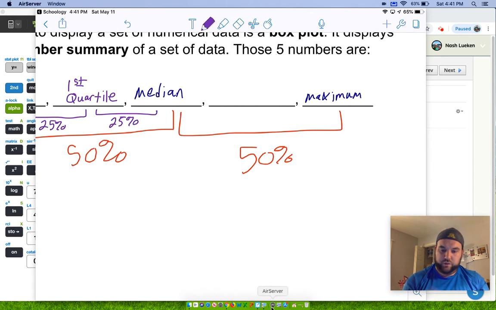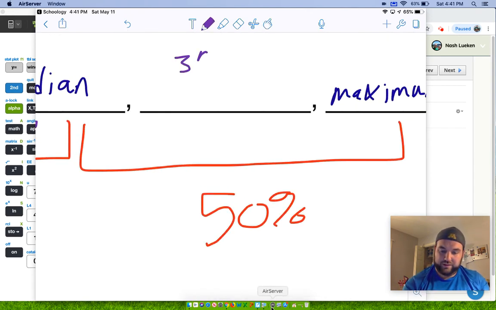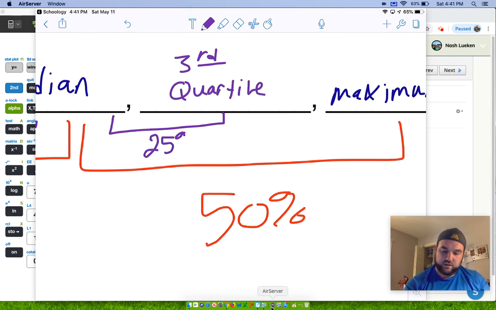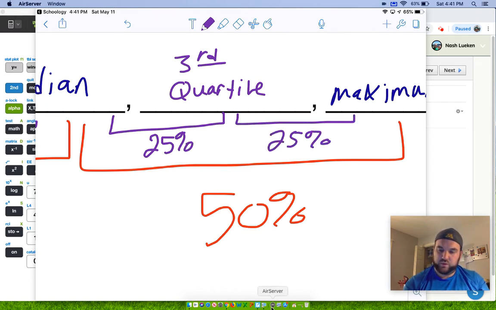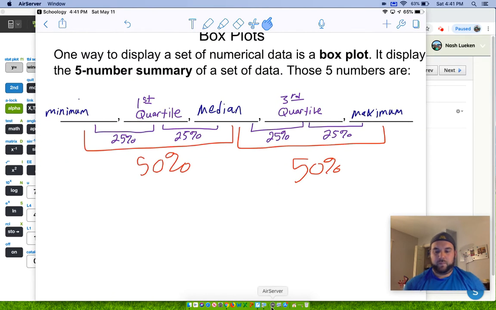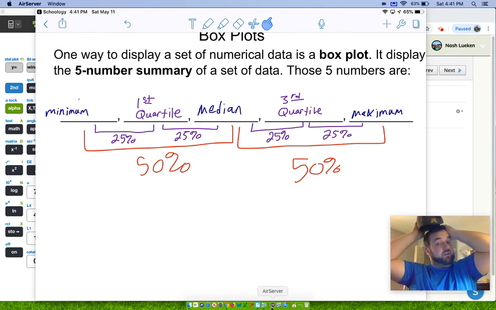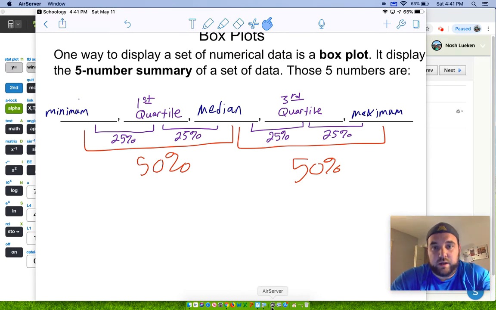So then the last value to fill out is what's called the third quartile. Okay, so we have 25% of our data between the median and the third quartile, and then 25% of our data between the third quartile and the maximum. Okay, so those 5 numbers split the data into quarters, or into fourths, and that makes up what we call the 5-number summary. And we're going to actually use those 5 numbers to create the box plot.